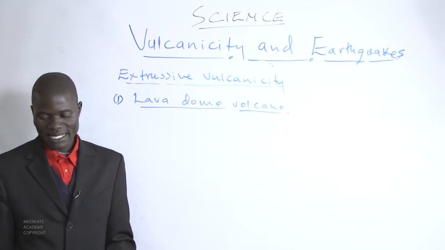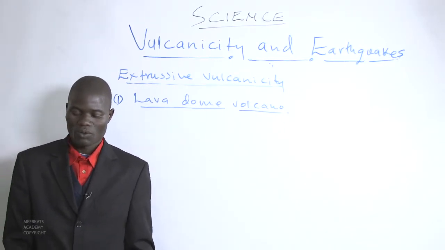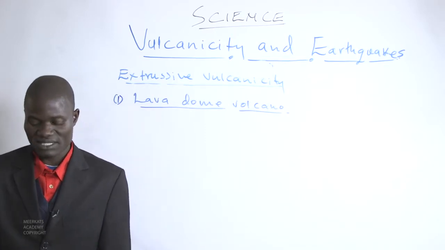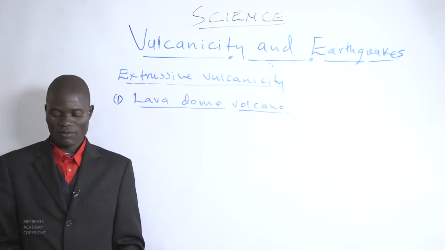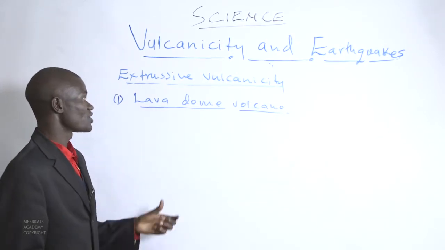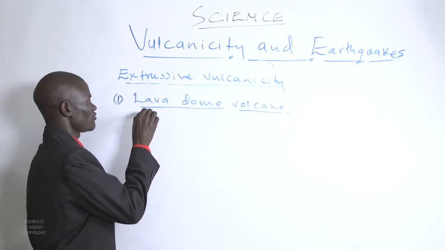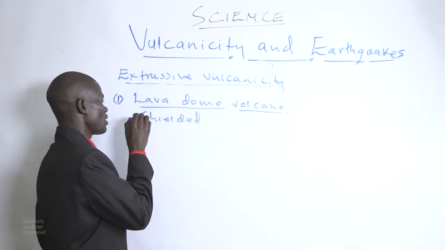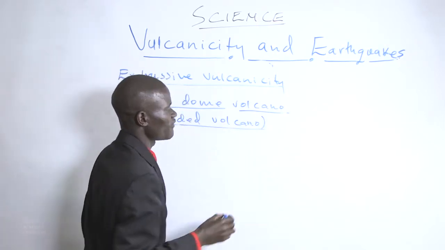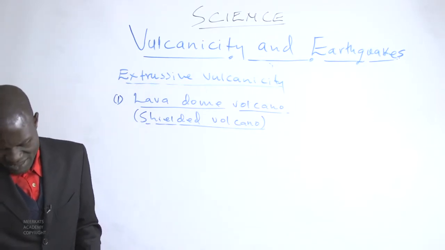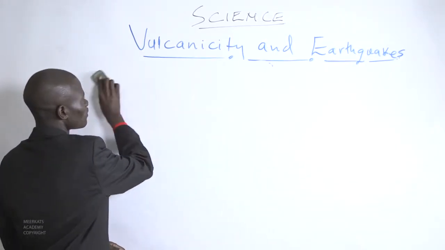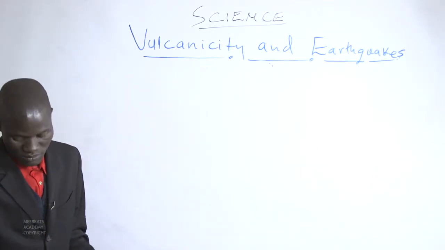A lava dome volcano is made up of a central volcano with a very wide and gently sloping cone, which is made up of viscous lava that sprayed and flowed for a long distance. Upon cooling and solidifying, it led to the formation of a lava dome, also known as a shield volcano. This can be found in various regions. Let's look at how it looks in terms of shape.